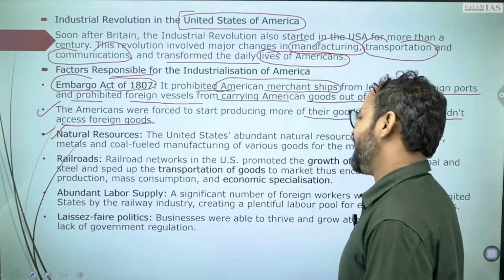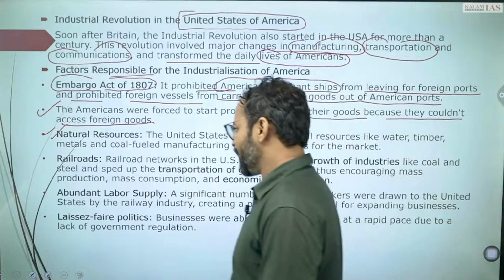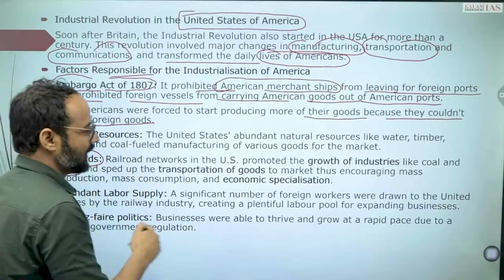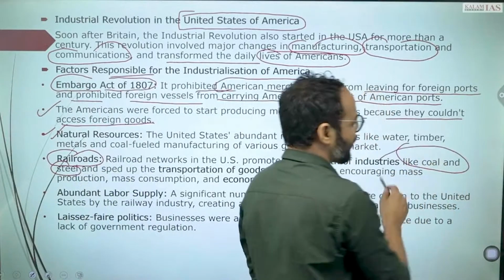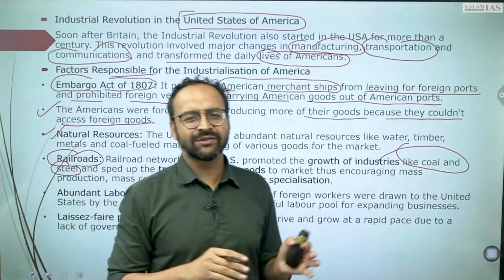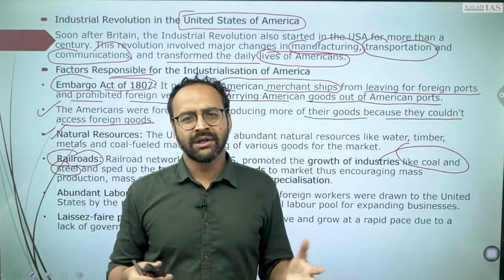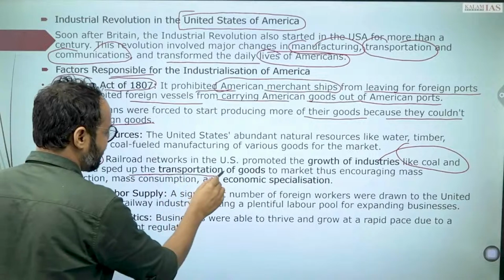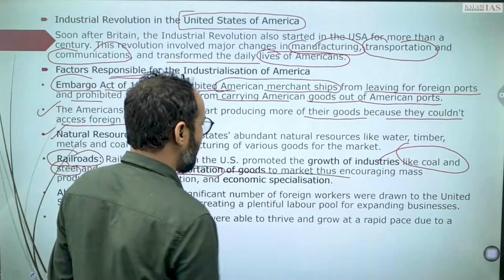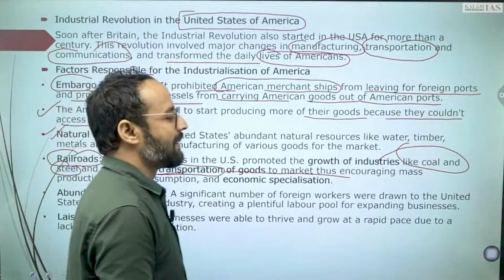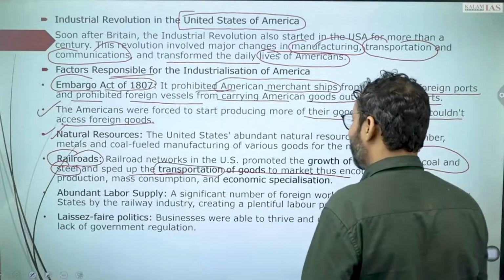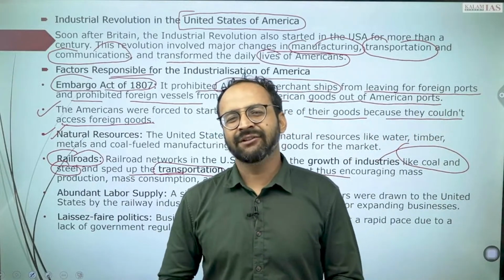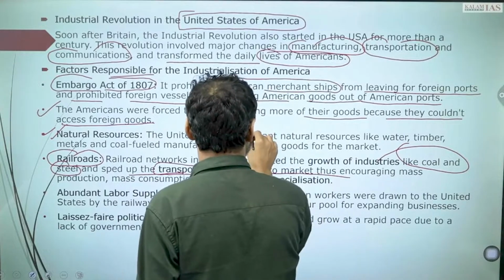Then we had railways. Railway networks in the USA promoted the growth of industries like coal and steel. You see, from Detroit to the eastern coast to the western coast, America is blessed with coal. America is blessed with other resources, and what the railways did was speed up the transportation of these goods to the market, encouraging mass production, mass consumption, and economic specialization. What is economic specialization? In the 1880s and 1920s, there were big businesses coming up.